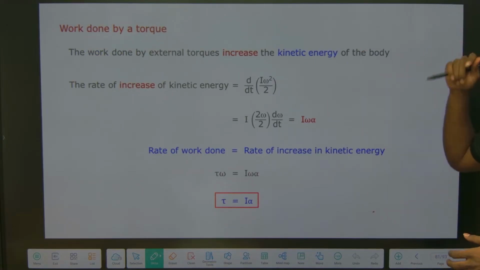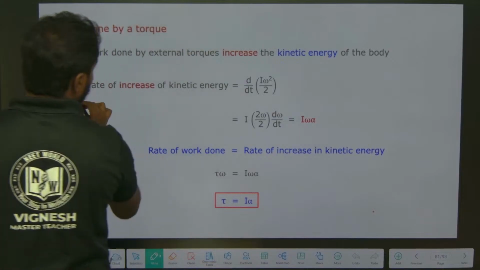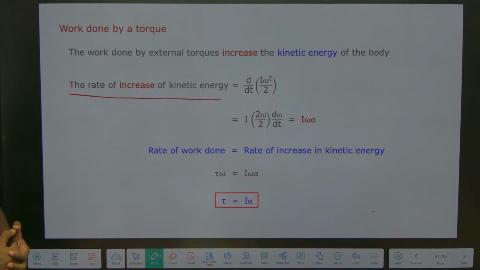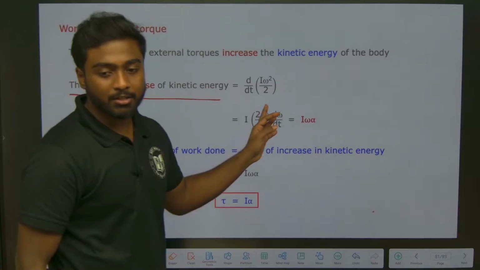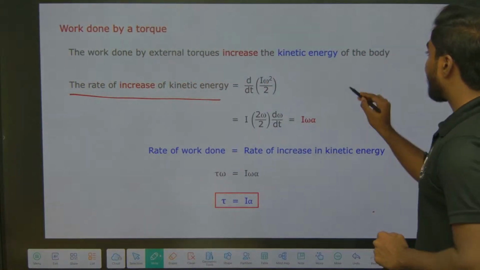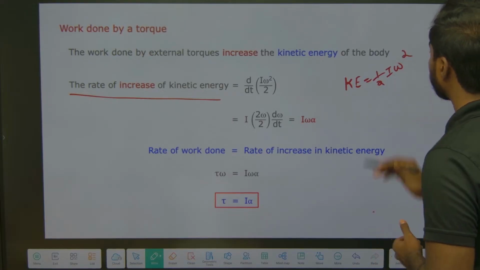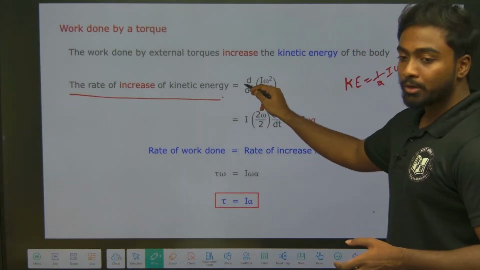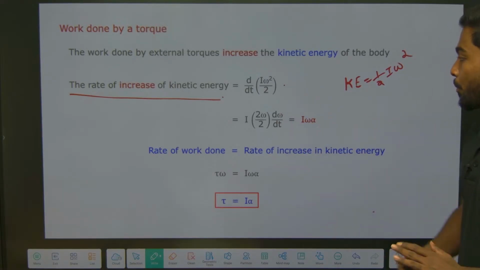Yeah. So work done by external torque increases the kinetic energy of a body. So the rate of increase in kinetic energy is d by dt of I omega square by 2. The formula we have seen for rotational kinetic energy is half I omega square, right? So the rate of increase of kinetic energy will be d by dt of I omega square by 2.